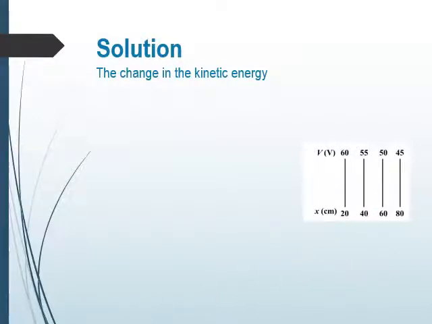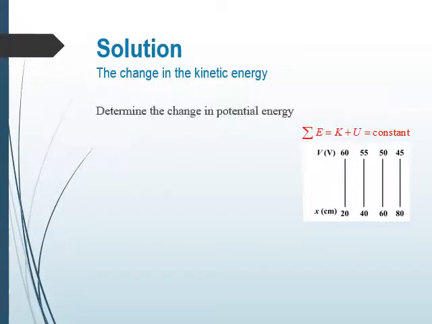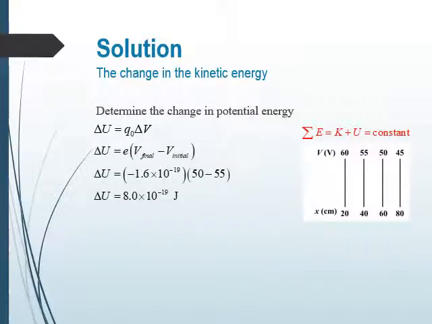So can we use the change in potential energy to solve the question? Well, yes. Because summation E is equal to K plus U and it is equal to a constant value. The change in potential energy is equal to the change in kinetic energy. So now let us determine the change in potential energy. Change in potential energy delta U is equal to Q naught delta V. Expand the equation. We have delta U equals to e times V final minus V initial.